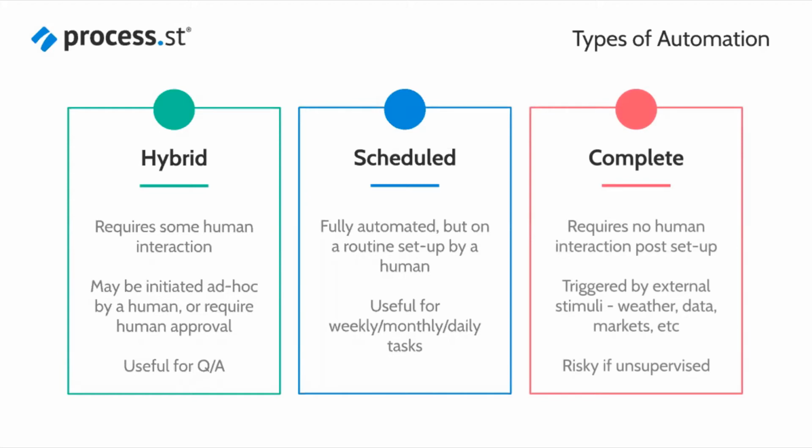This is an automation that is triggered off of something external that is not a human, okay? So an example is maybe you have an automation that will watch the stock market, watch for a specific stock. So you're watching, I don't know, Apple stock.